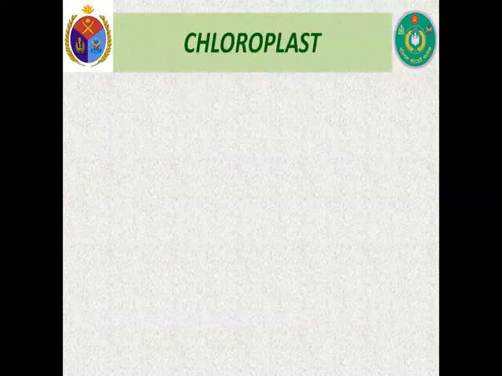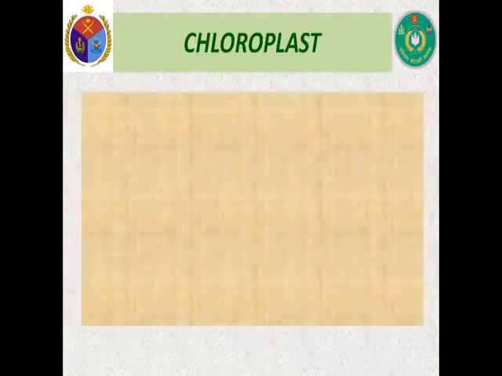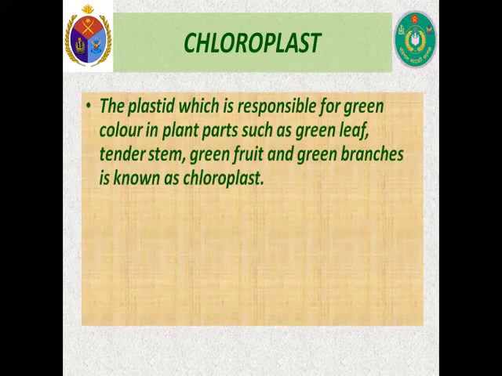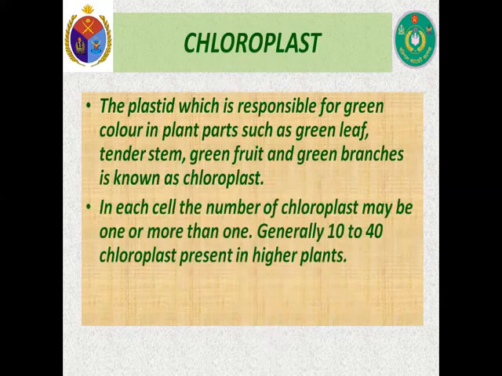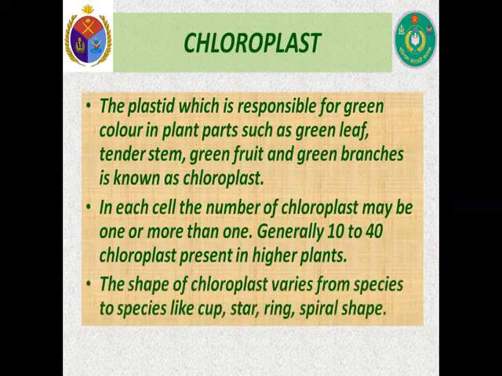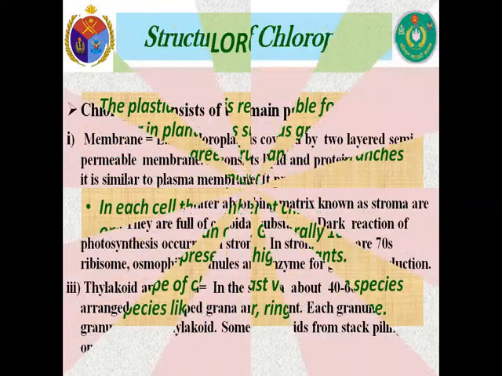Now, my dear cadets, chloroplast. The plastid which is responsible for green color in plant parts such as green leaves, tender stems, green fruits, and green branches is known as chloroplast. In each cell, the number of chloroplasts may be one or more than one. Generally, 10 to 40 chloroplasts are present in higher plants. The shape of chloroplast varies from species to species, like cup, star, ring, or spiral shape.